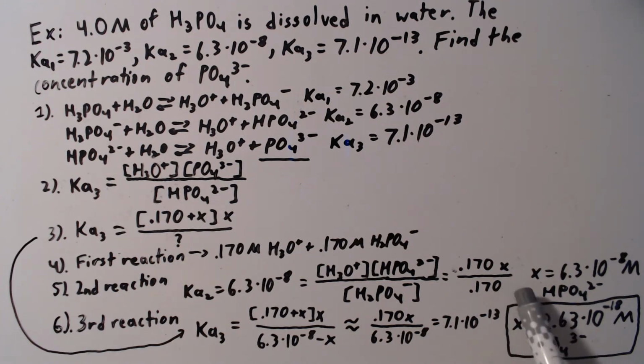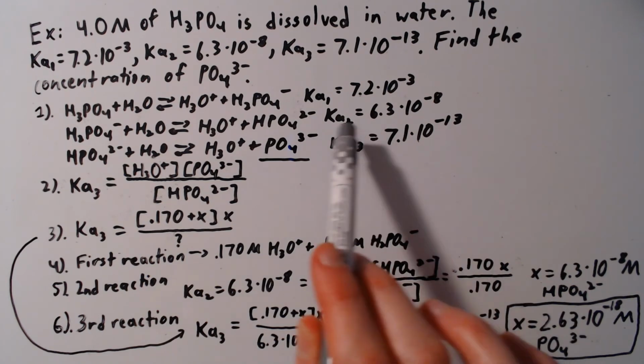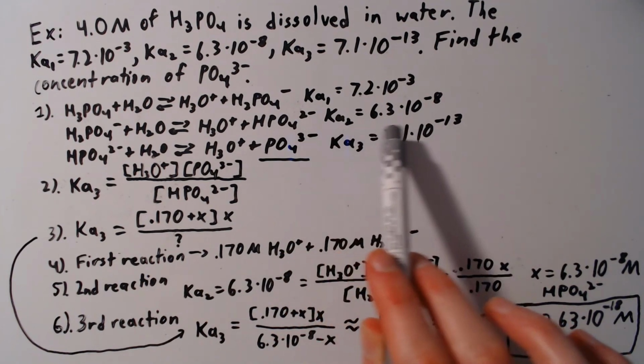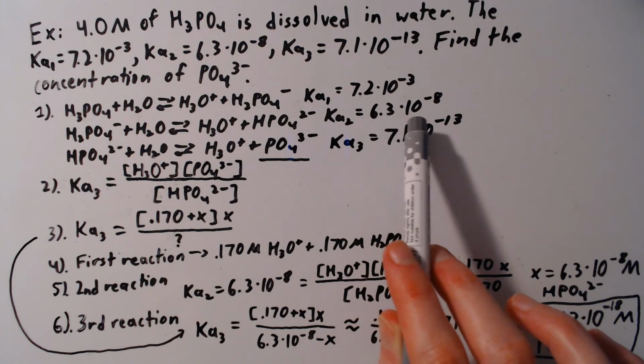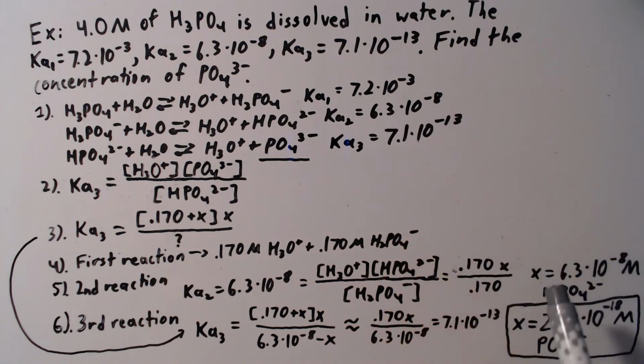And we do not put minus x right here, because frankly, so little of this H2PO4 is actually dissociated. This initial concentration of H2PO4 right here is 0.170, which is more than 100 times greater than the Ka2 for this second equation, which is very small, 6.3 times 10 to the negative 8th. So the minus x here on the bottom doesn't matter.